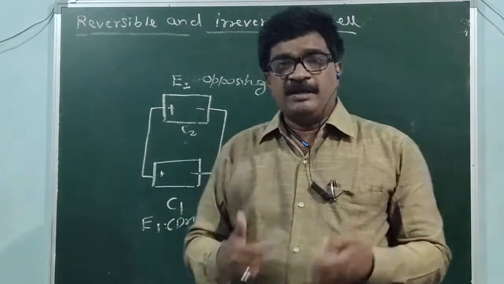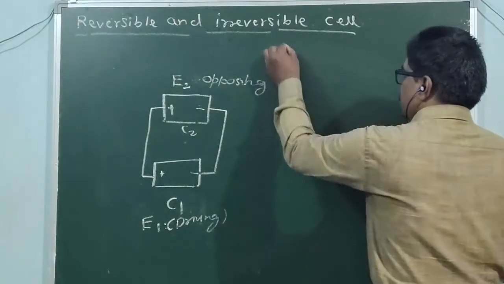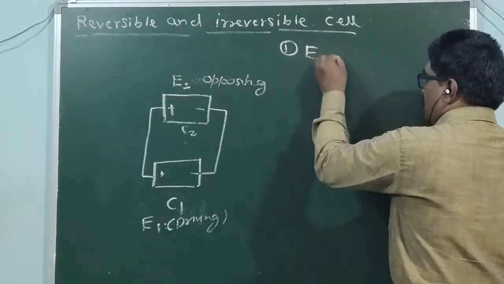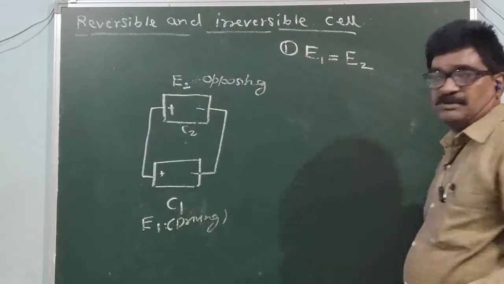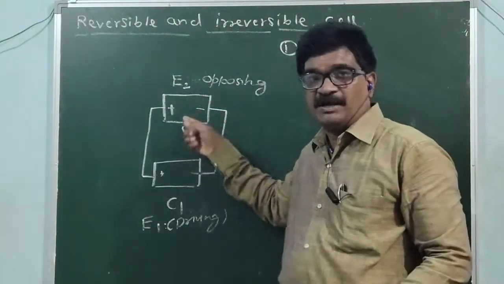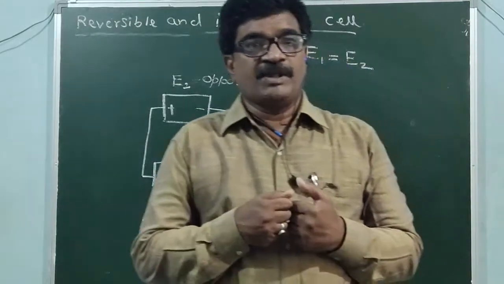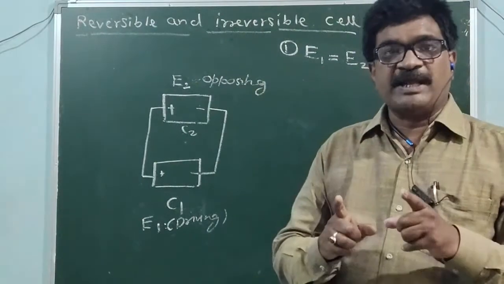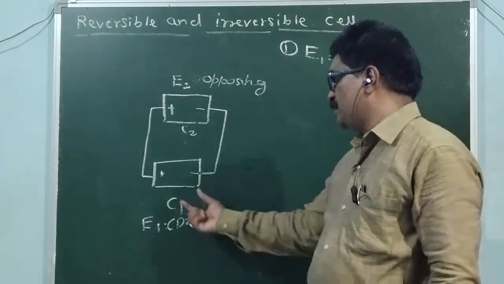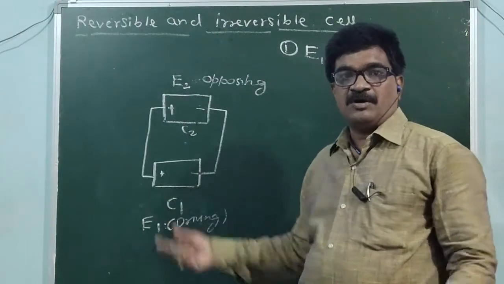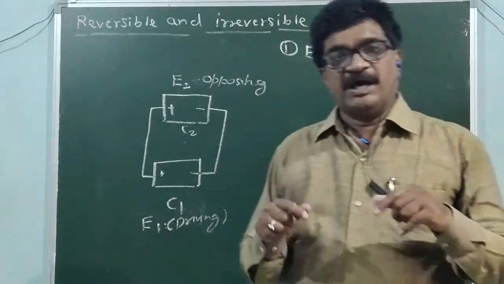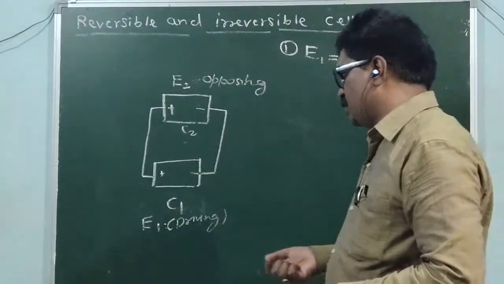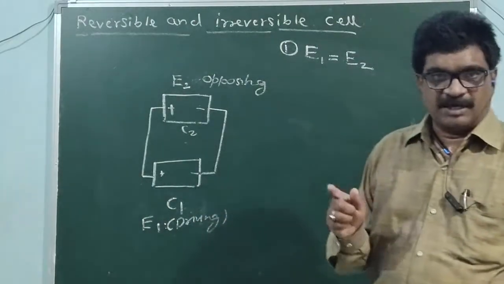Now there are three conditions. First, when E1 becomes equal to E2. Suppose the EMF of both the cells are equal, then no current flows through the circuit. That means no cell reaction occurs at the respective electrodes. All cell reaction gets stopped. There is neither oxidation nor reduction at the electrodes. So there will not be a flow of electrons into the circuit.